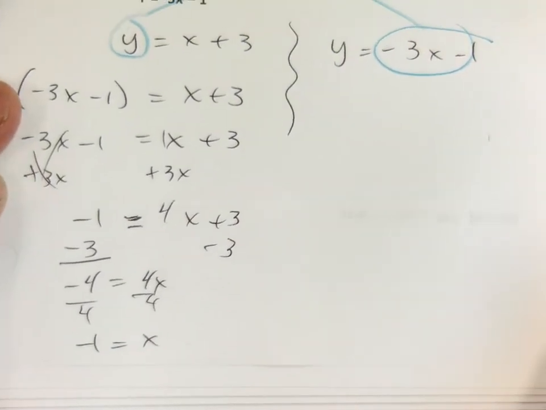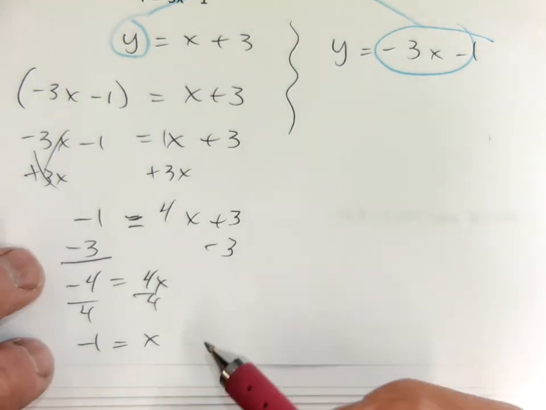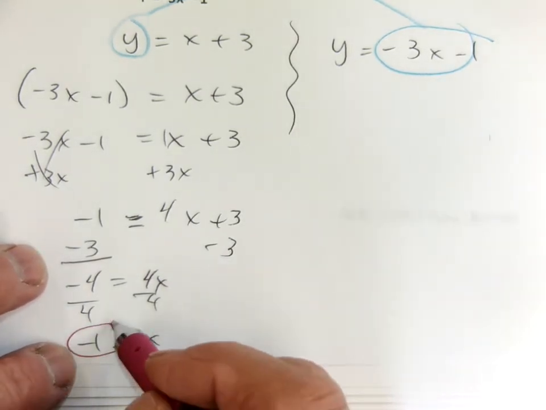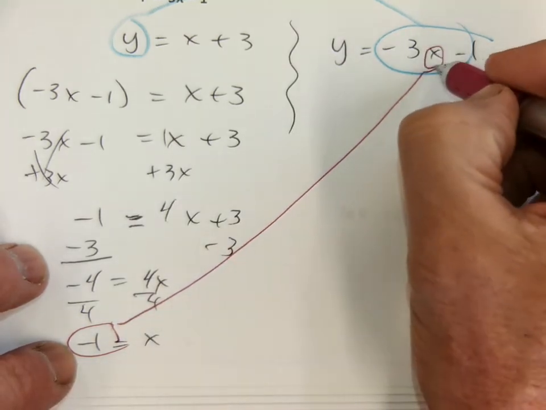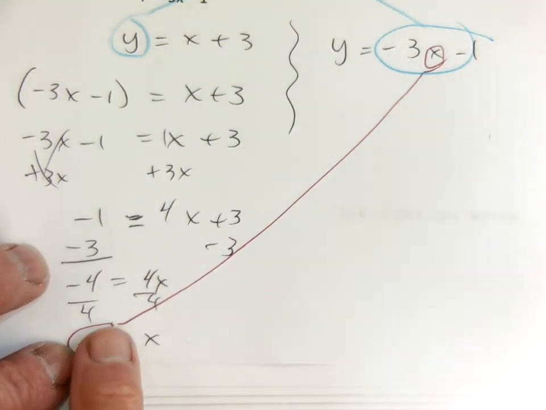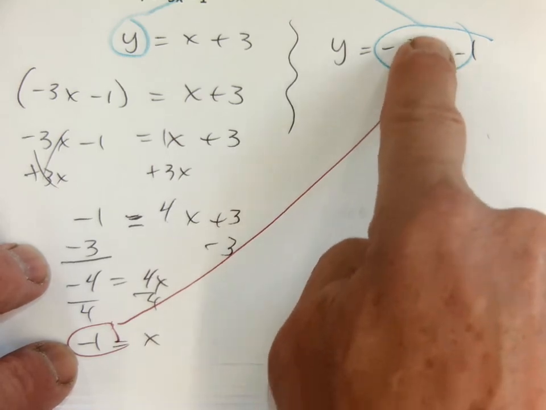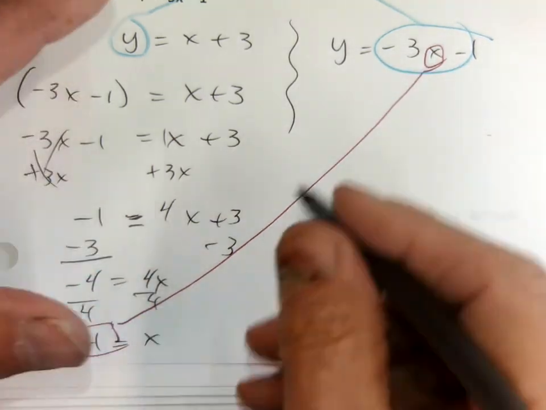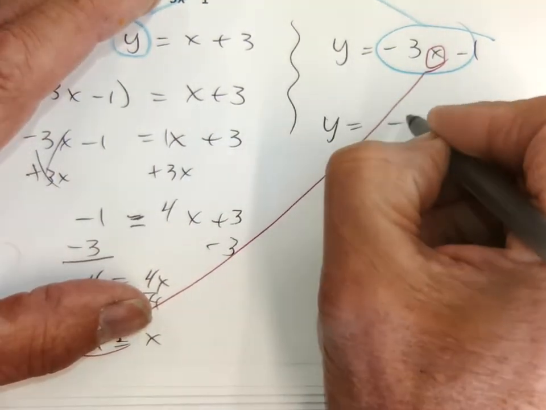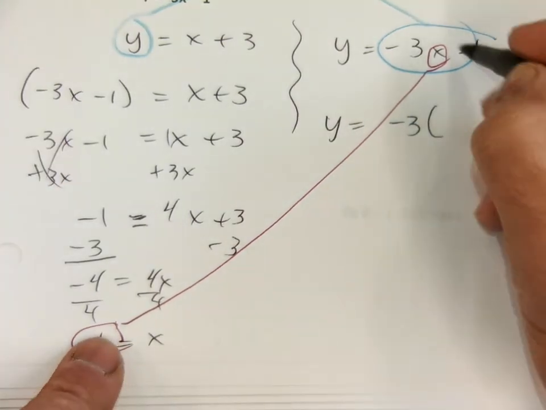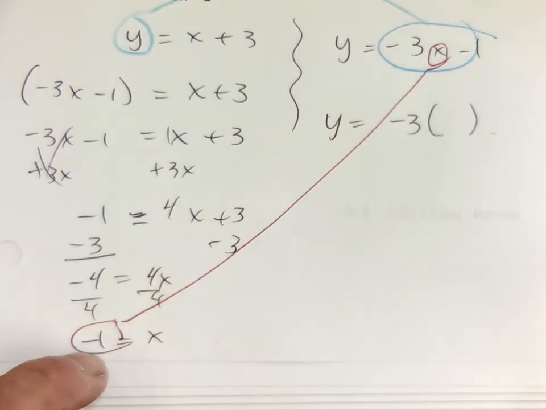How do I get the other answer? Come on, guys, how do I get the other answer? Yes? You substitute on the other side. Perfect. And I substitute the other side, so put negative 1 right there, because that's my x. y equals negative 3 times, not x, but what x is equal to, which is my negative 1.